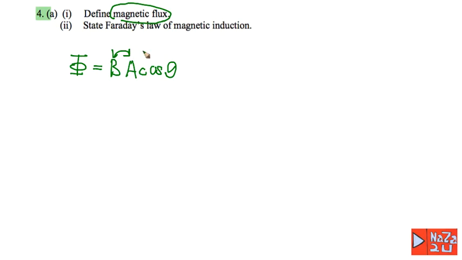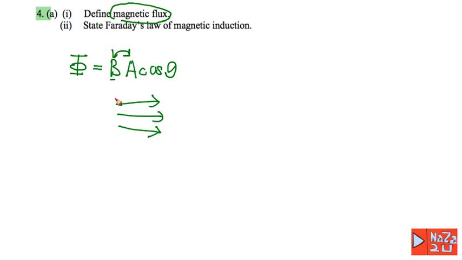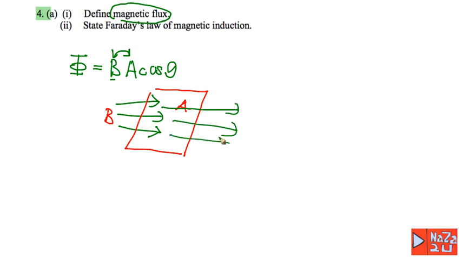Or you can use the definition: magnetic flux is the number of magnetic field lines that pass through the surface area A. So this is B, and let's say you have a surface of area A. Now you have a magnetic field passing through the area A. So this is the flux.